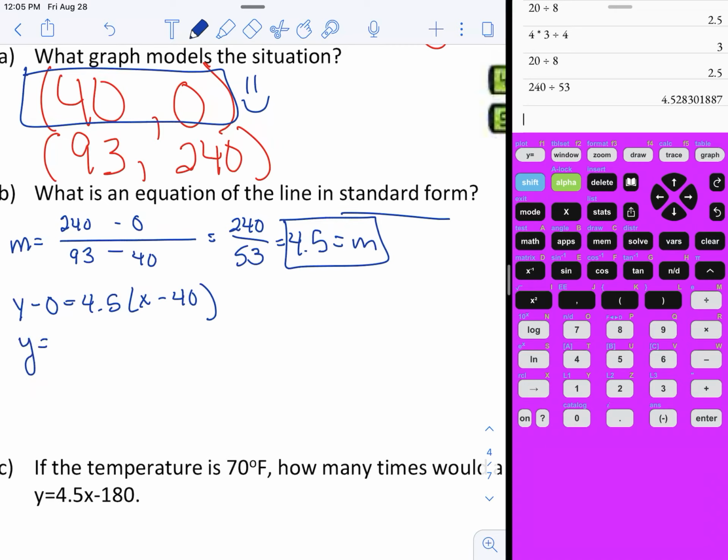Well, y minus 0 is, well, I'm just going to ignore the 0. Distribute 4.5x. Distribute 4.5 times negative 40 or minus 40. There we go. That looks good. Negative 180. That is such a pretty equation. That's slope-intercept form. They want it in standard form.